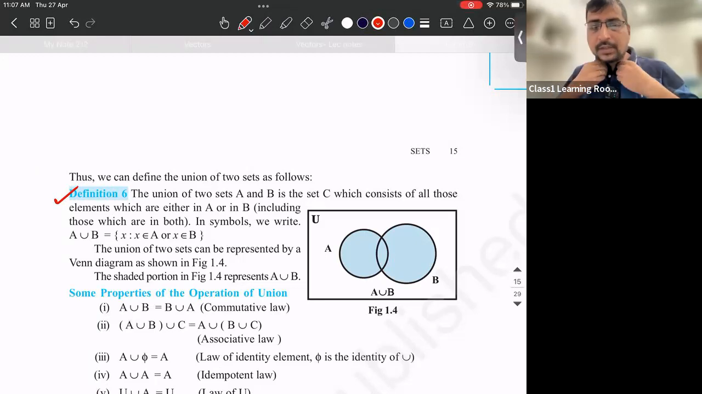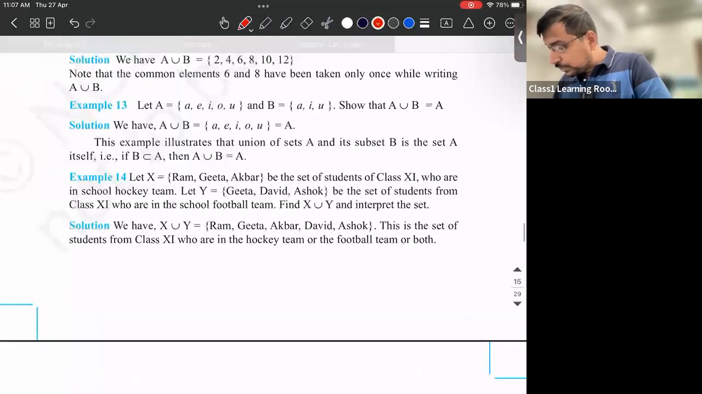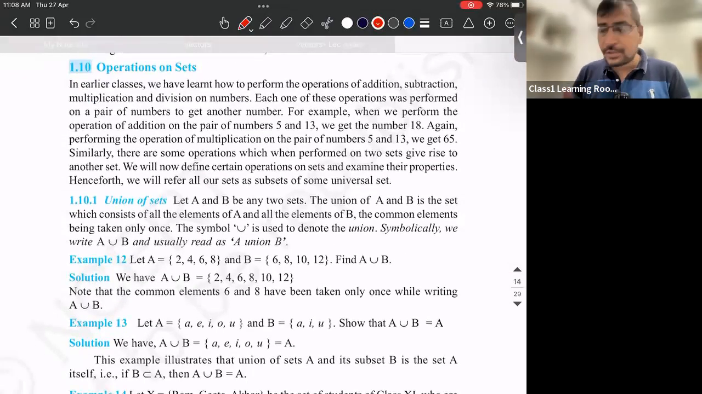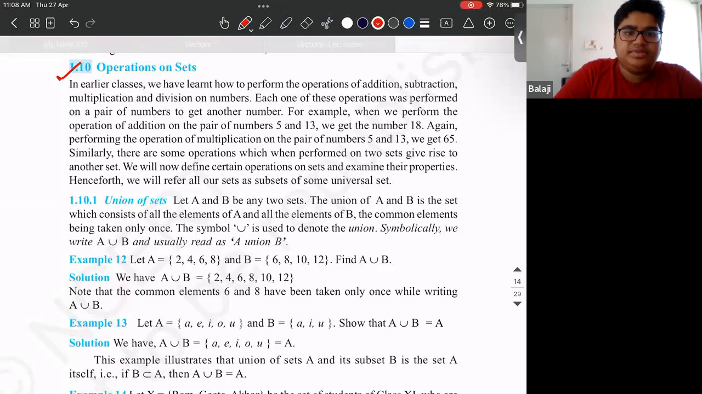Just to recollect, what are the different operations that are possible on sets? Union, intersection.